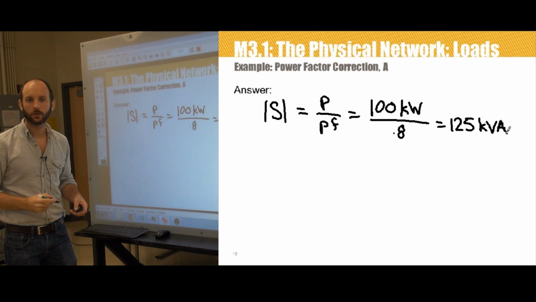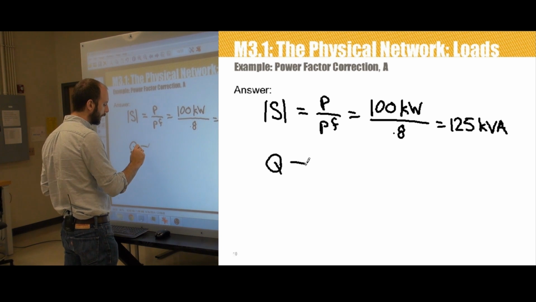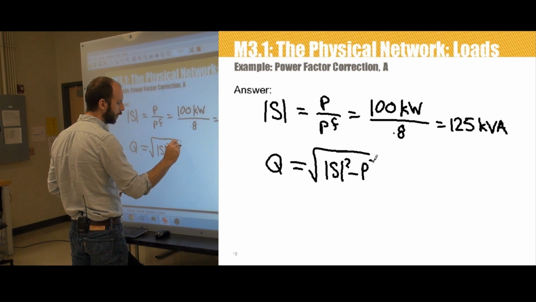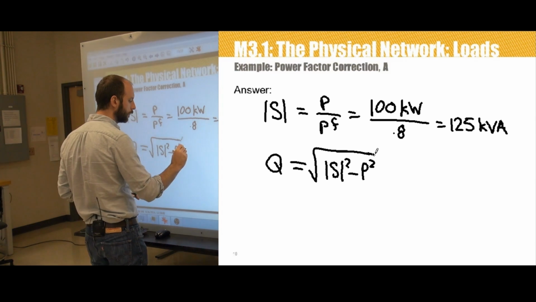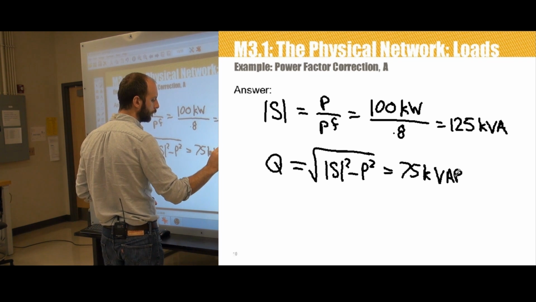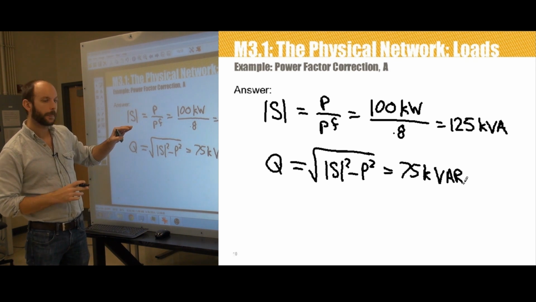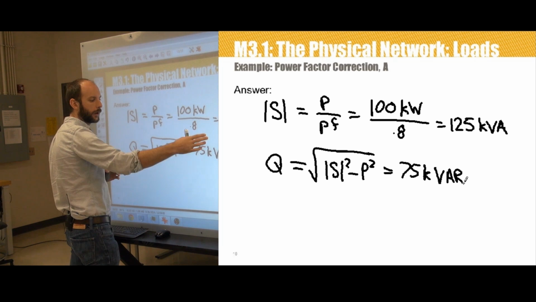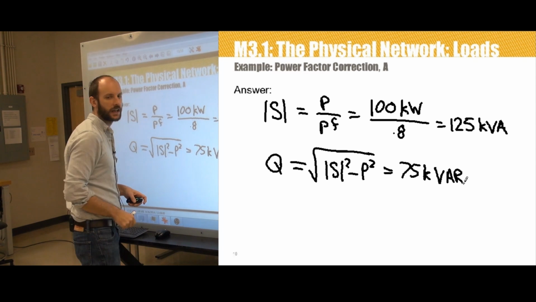We can determine the magnitude of the reactive power straight from this. We just know that Q is going to be the magnitude of S squared minus P squared. So that's 125 squared minus 100 squared, 75 kilovar. And so now we've got the power profile of the load, if you will. We know that it draws 100 kilowatts of real power. It also draws 75 kilovar of reactive power. If we look at those, we can determine that's 125 kVA of apparent power.